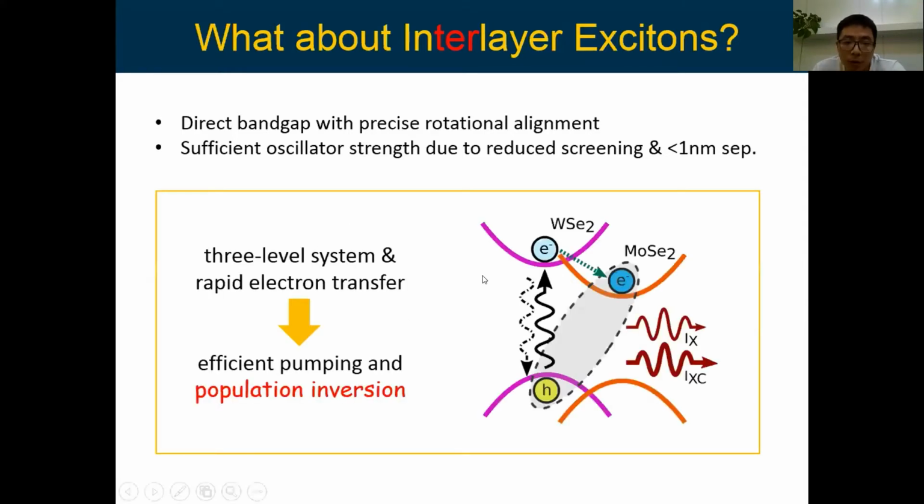What's more is that in such a heterobilayer, you naturally create a three-level system. As I mentioned previously, the dynamic is you create an intralayer exciton, the electron will transfer to the molybdenum layer on a femtosecond scale, and they will recombine through the interlayer transition. So you can reach population inversion of this interlayer transition much more easily because the intralayer absorption is very strong. So the pumping efficiency is very high.